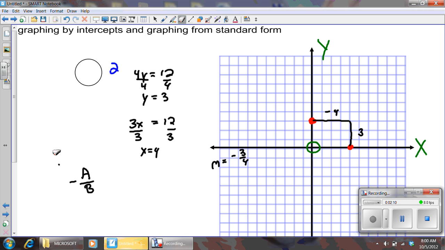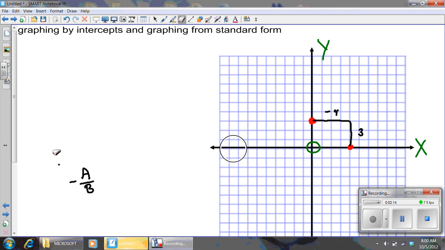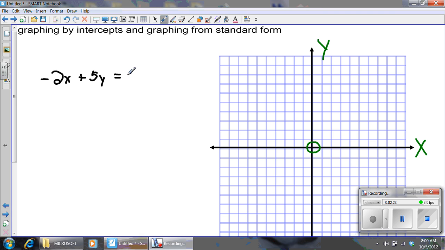But let me give you a new equation here and see if that happens again. And I know some of you don't quite get it yet. That's okay. Just keep watching. You're going to get it because this is really easy. Let's say I have negative 2x plus 5y equal to, say, 15.